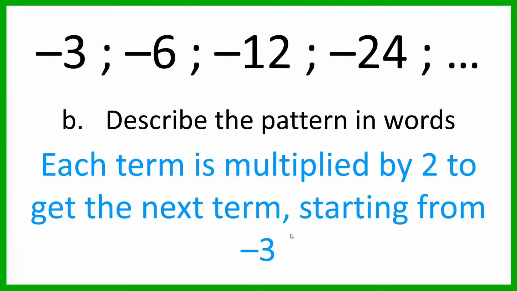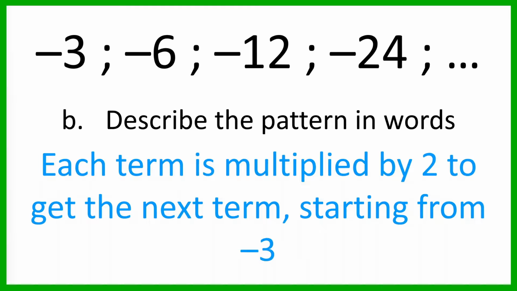Then we also need to say where we are starting from in the pattern. We are starting from negative 3, because if we don't say that, there are an infinite number of different patterns we could have where we are multiplying by 2 from one term to the next. So we need to also give that information about where we are starting from in this pattern. So when you're describing a pattern that has a constant ratio, you need to say how you are getting from one term to the next. What are you doing? You're multiplying or you're dividing by a certain amount. And then you also need to say where you're starting from.